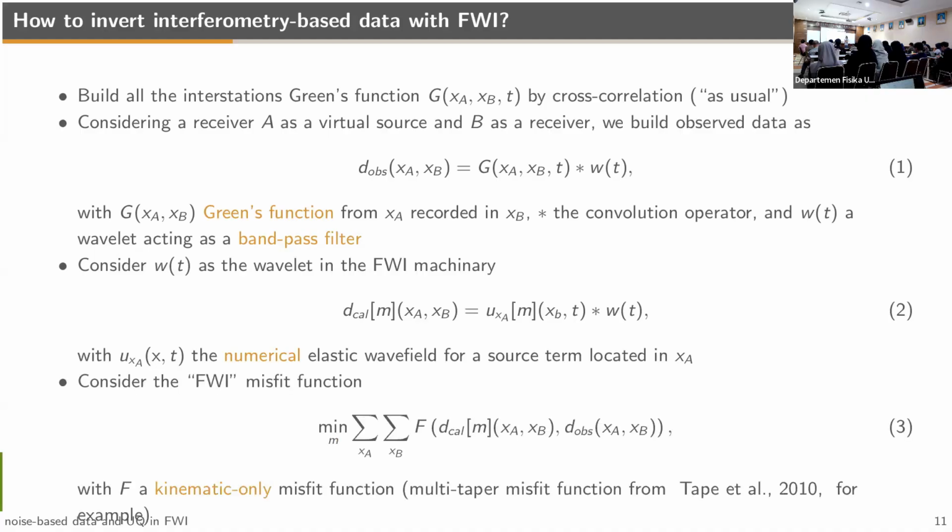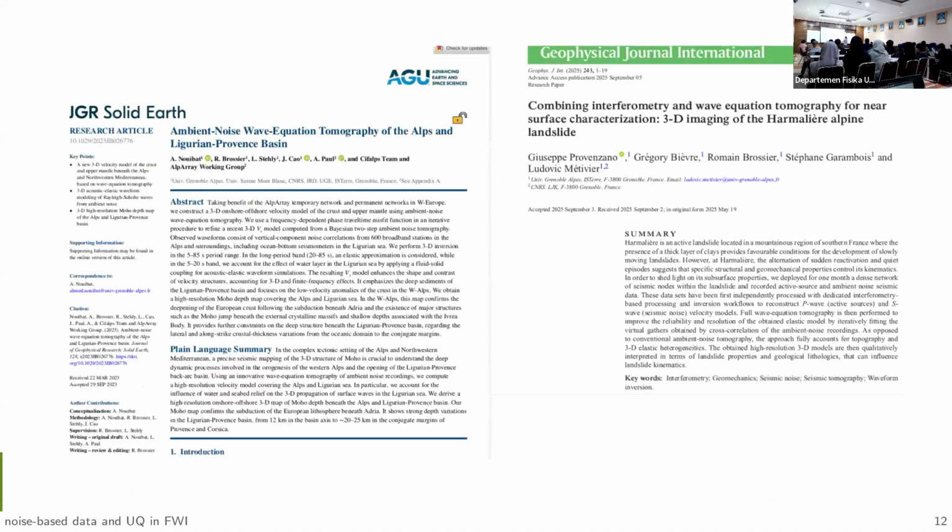The only limit behind that is that the Green's function we retrieve here with a cross correlation is trustable from the phase point of view, but not from the amplitude point of view. We can show that the amplitude is basically wrong. So we need to modify our misfit function to not consider amplitude, because we know it's wrong. We need to define a misfit function which is kinematic only, as the one proposed by Carl Tape about 15 years ago, based on multi-taper phase measurement to capture only the kinematics of the misfit and discard amplitude. I will show you two small applications.